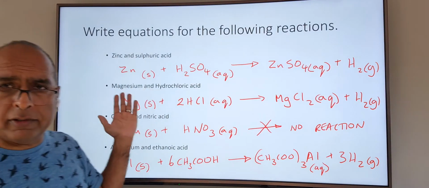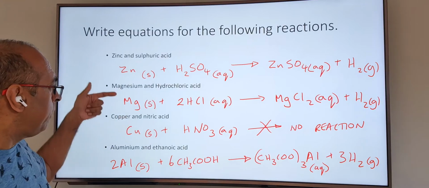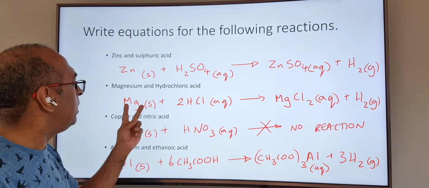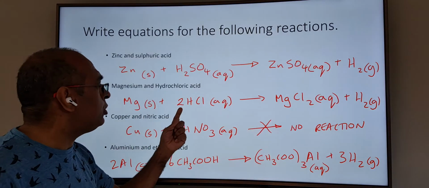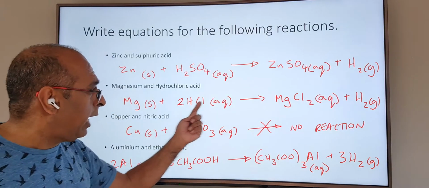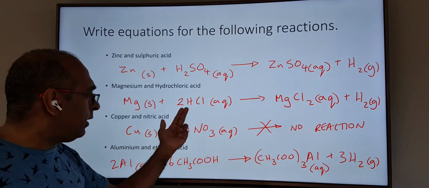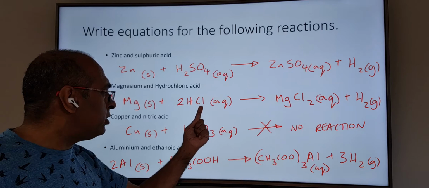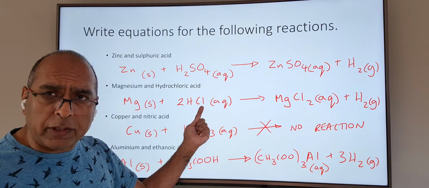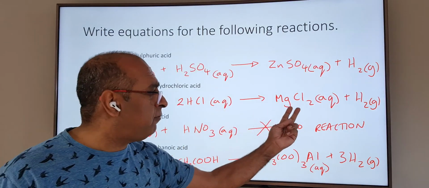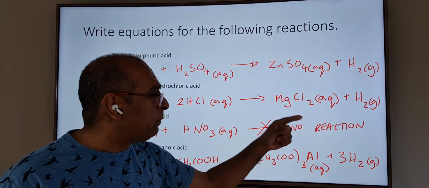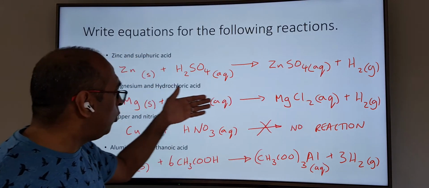Now, two totally different combinations here, magnesium and hydrochloric acid. Well, the same thing happens. The magnesium comes along, pushes out the hydrogen, takes its place. And the magnesium, when it pushes out the hydrogen, will make magnesium chloride. The Cl is for chlorine. Magnesium with chlorine makes magnesium chloride. The formula of magnesium chloride is MgCl2. And MgCl2 dissolves in the water.